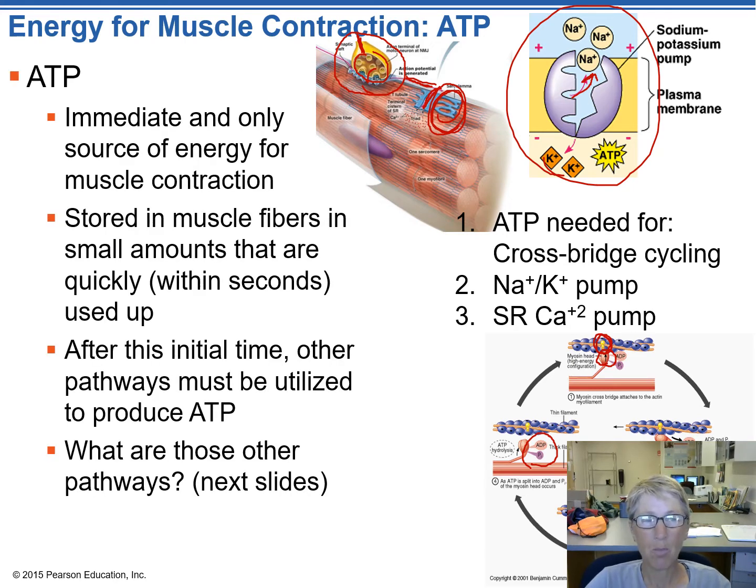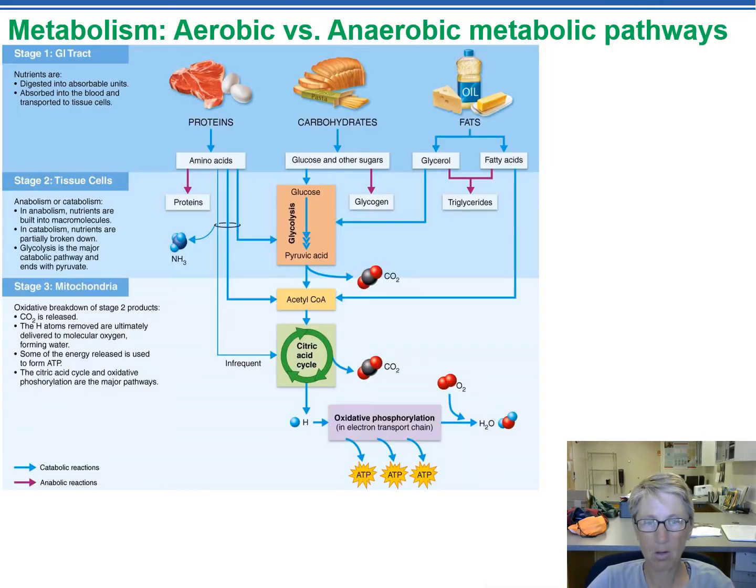So ATP is really important. It's the immediate and only source of energy for muscle contraction, at least immediately. It's stored in muscle fibers, but you use it up really quickly. But then there's other ways to generate ATP from other molecules that we'll talk about. So after you use up all your ATP, then other pathways have to be utilized to make ATP, and those other pathways are what we're going to talk about initially.